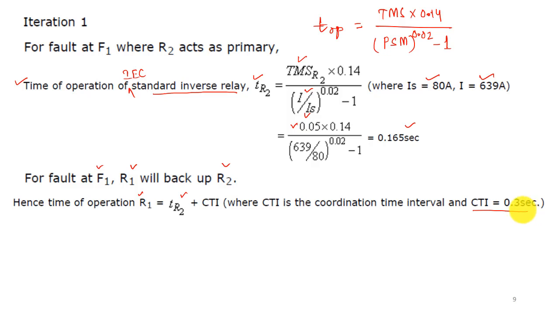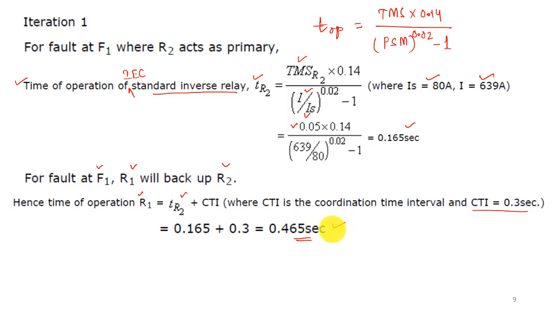It depends upon the circuit breaker operation time and the relay operation time. Based on that, we choose the CTI. Already we have seen this in the previous examples discussed in the previous classes. And here the CTI is chosen as 0.3 second. Now adding the 0.3 second to the operation time of relay R2, we got 0.465 second, which is the time of operation required by relay R1 when it is acting as the backup relay, right? So when it is acting as the backup relay, this time is required.